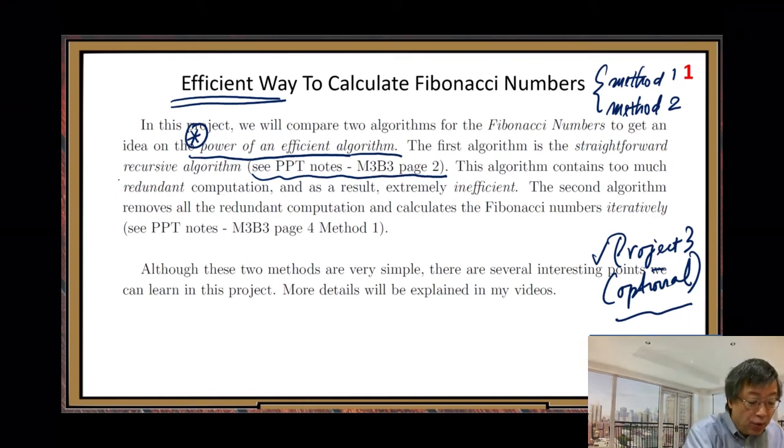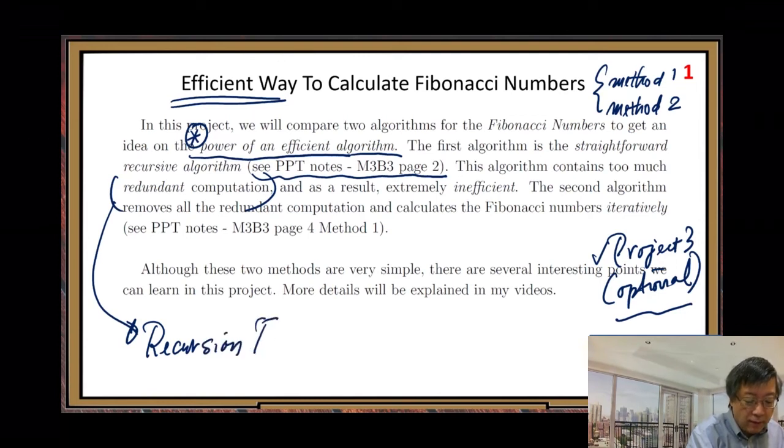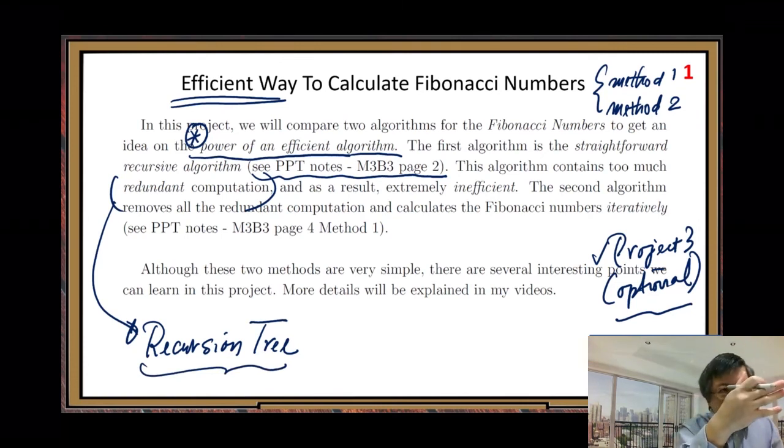You need to know the reason it is slow. It was explained in one of my videos: redundant computation. So remember how to see redundancy in a computation. I use a recursion tree. In that tree, you can see we need to calculate the same Fibonacci number many times, redundant calculation. So that is the reason.